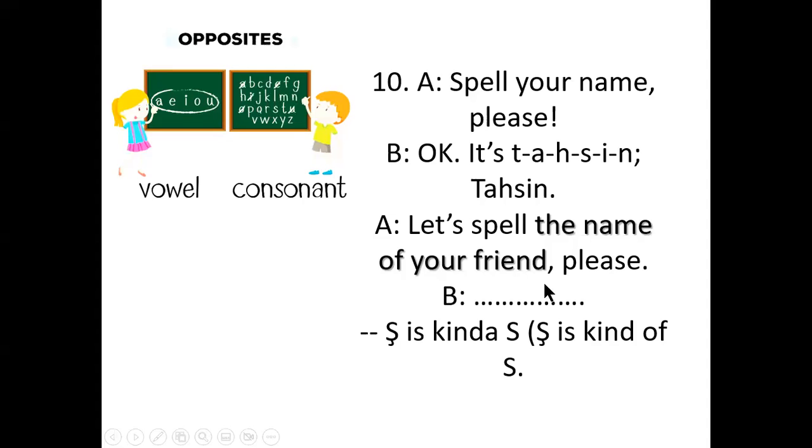Let's spell the name of your friend, please. Bob, for example, B-O-B. My friend's name is Bob, and its spelling is like this, B-O-B. Or you can immediately, directly start spelling. Spell the name of your friend, please.